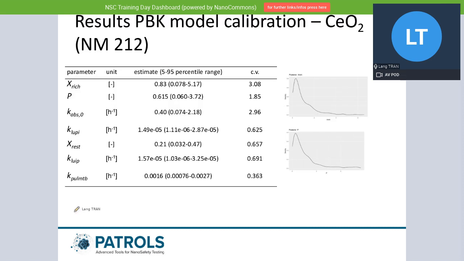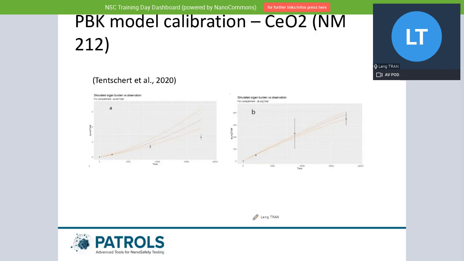So here you are, and the result when we keep comparing the model prediction with the data on serum, and we get some number out of it with a nice range and the confidence interval that we get out of it. And you can see here the prediction that we have in here. So this is the prediction of the simulated organ burden compared to the data. Okay.